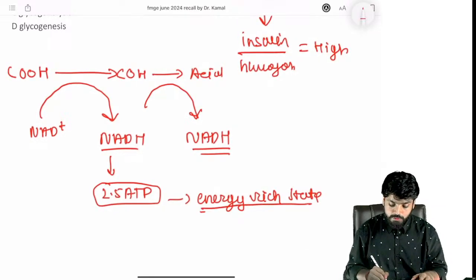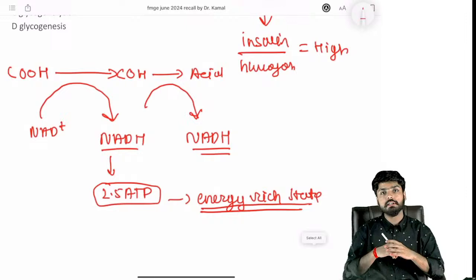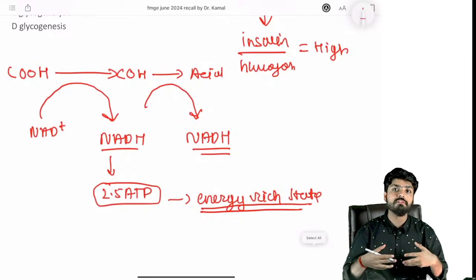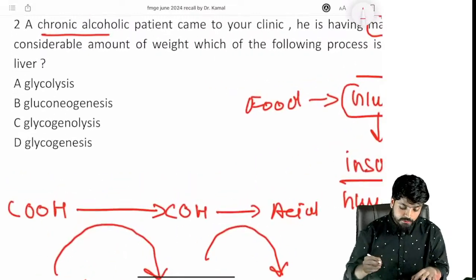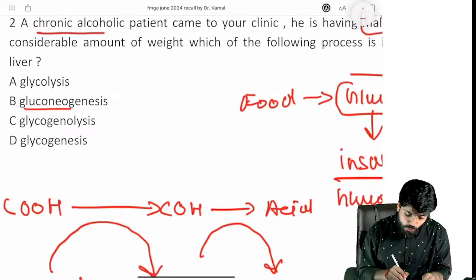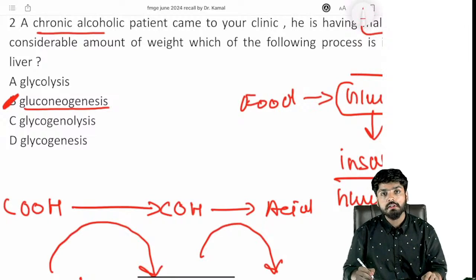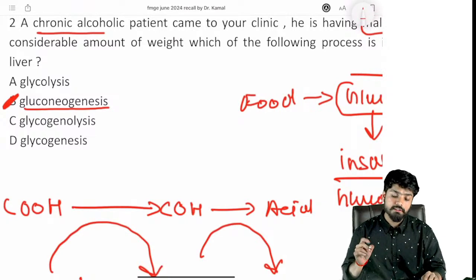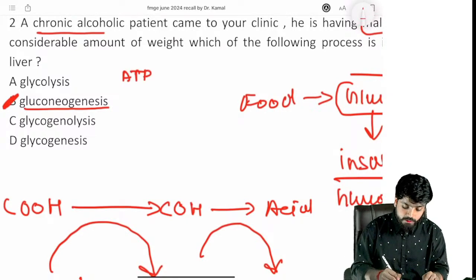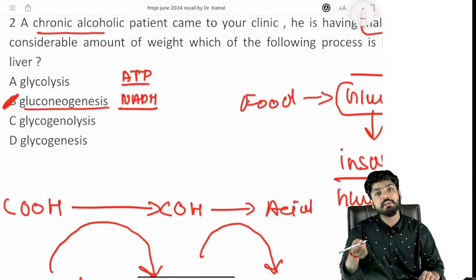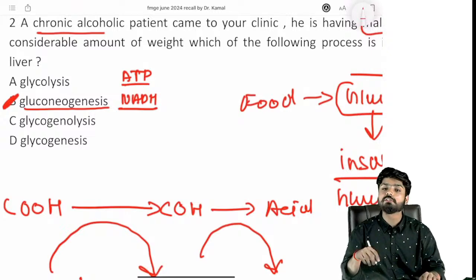Now, if the body is already in an energy rich state, why is it going to do the process which is required for making energy? That's why you have to remember that gluconeogenesis is inhibited in chronic alcoholic patients. The inhibitors of gluconeogenesis are ATP, NADH. Whenever a patient has a high amount of ATP or NADH in his body, gluconeogenesis will not take place.